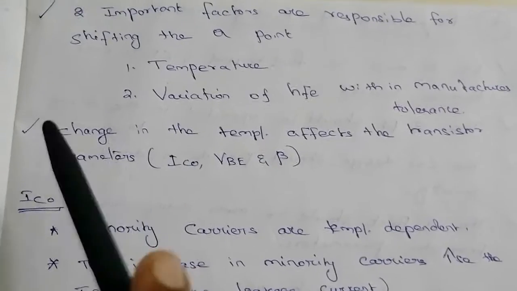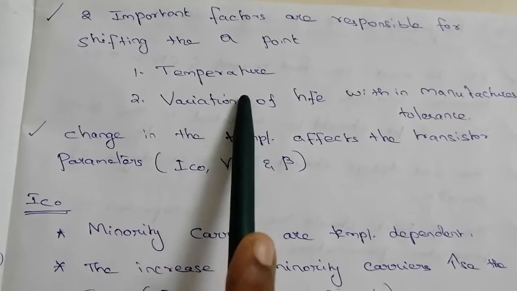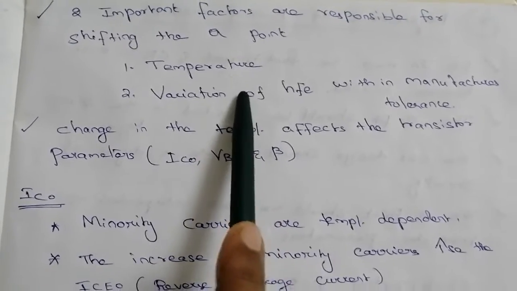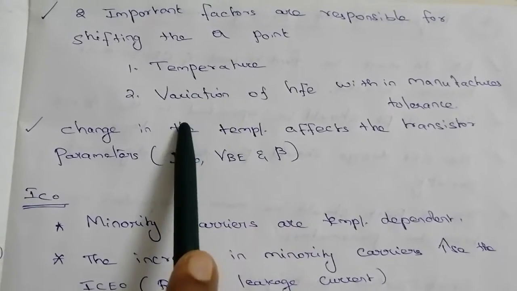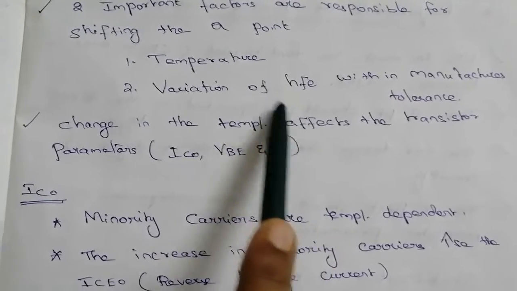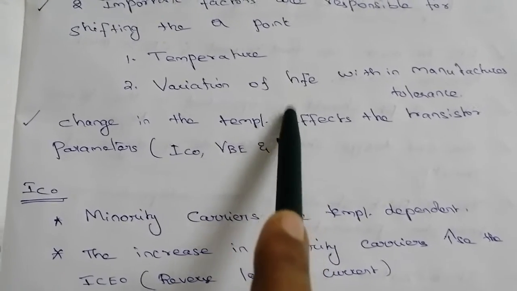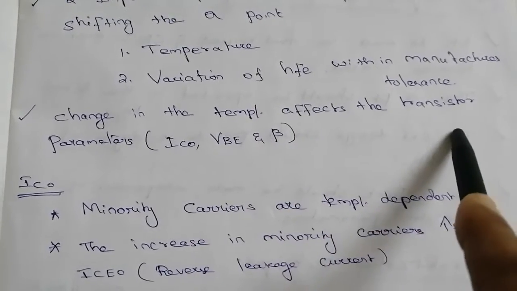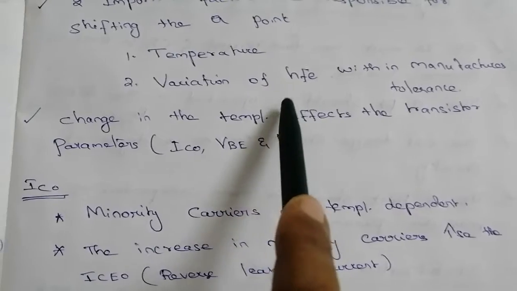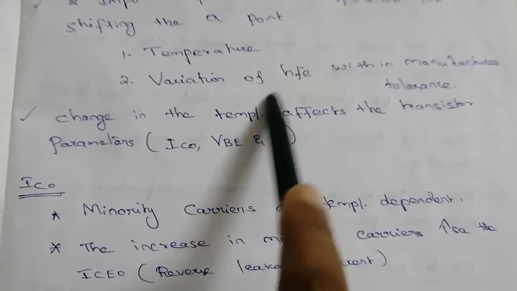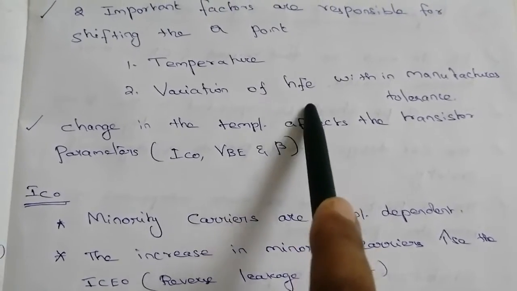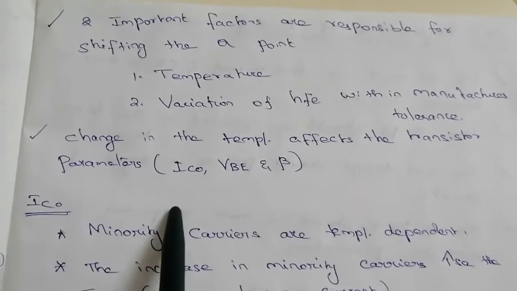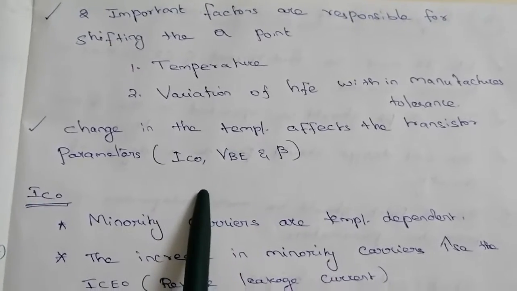So in bias stability, we have to consider two important factors which are going to shift the Q point. The first one is temperature and the next one is variation of hFE. hFE is nothing but current gain. This current gain value may change due to manufacturing tolerance. That is, when the transistor is being manufactured, the hFE value may change. Due to this reason, the Q point is also possible to change from the active region to any other undesirable region.